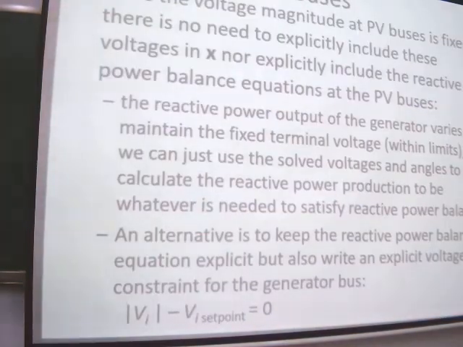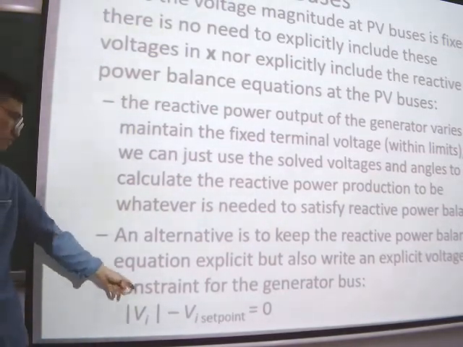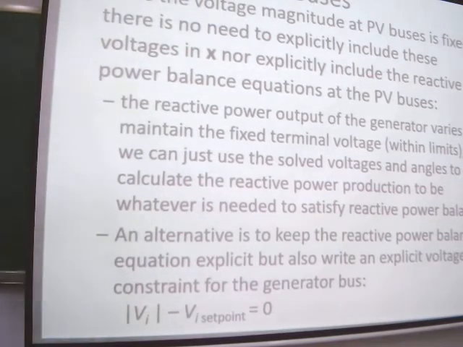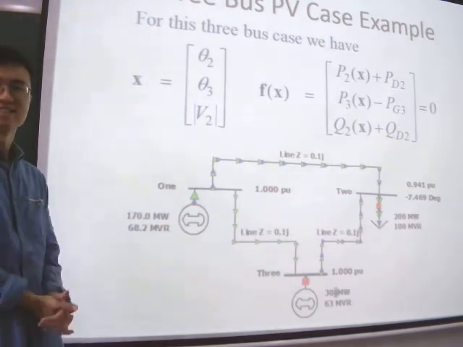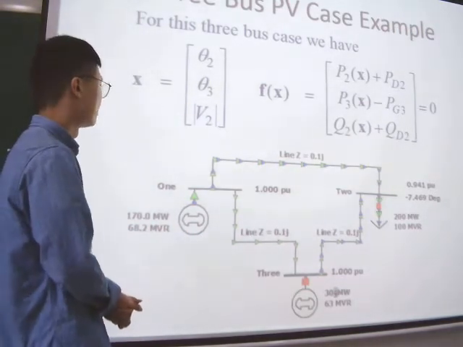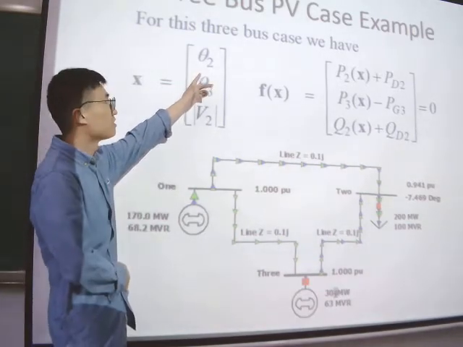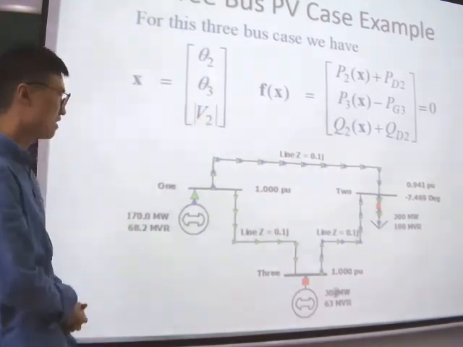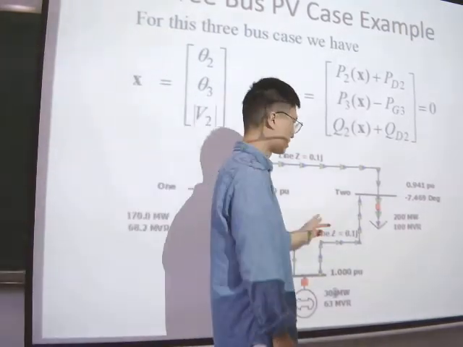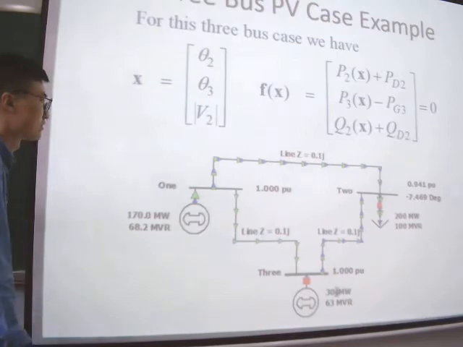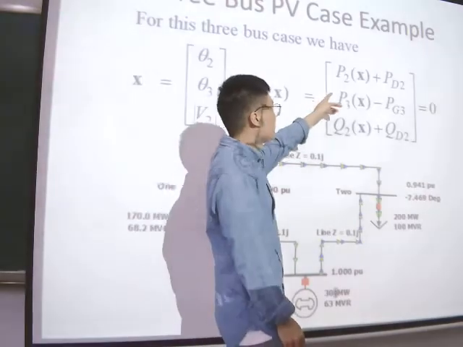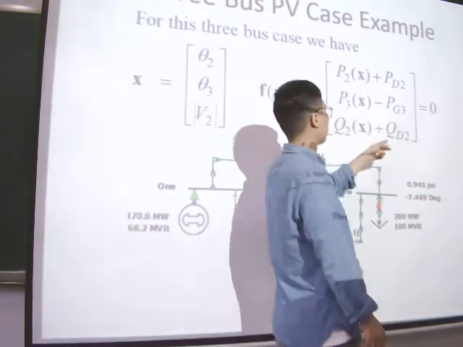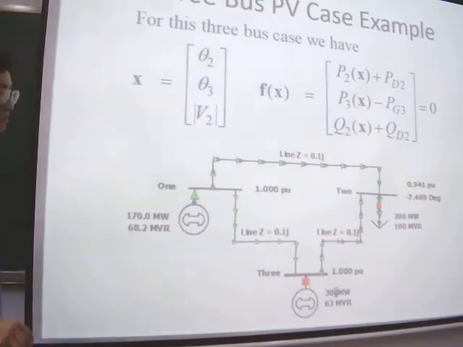An alternative is to keep the reactive power balance equation steady, but to write a constraint on the generator. Anyway, we can see an example with 3 buses. What we do not know are theta 2, theta 3 and V2, because here are 2 generators, and here is the node. So we need the function f(x) with P2, P3, and Q2.